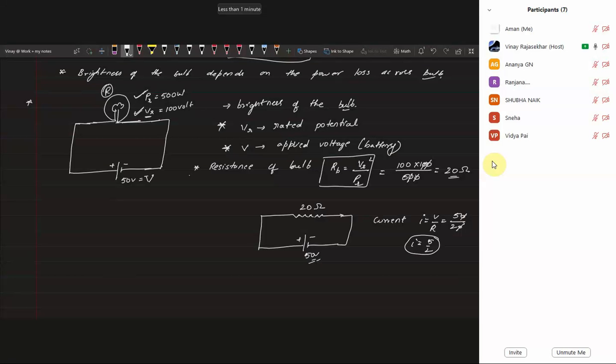Then we have to calculate the power loss across the resistor. So the current I passing through the circuit is 5 by 2 amperes. Now we have to calculate the power loss. Power loss is different, rated power is different. So how to calculate the power loss: in a series connection, the current is the same.